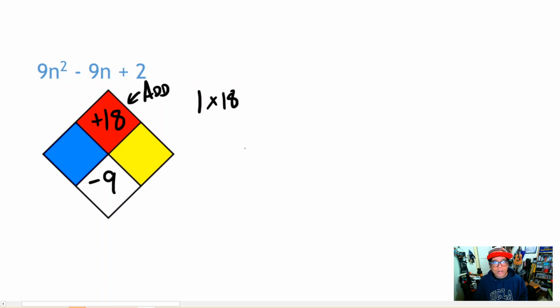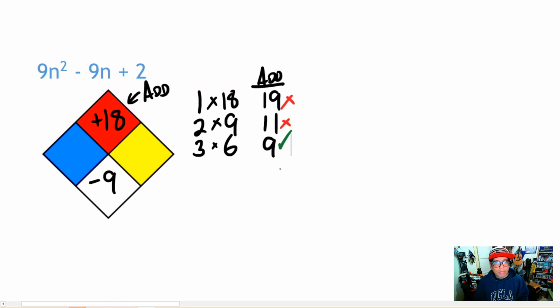The first pair of factors for 18 are 1 and 18, which add to make 19. And I'm looking for a 9. The next pair of factors for 18 are 2 and 9, which add to make 11, which is also not what I'm looking for. I'm looking for a 9. The next pair of factors for 18 are 3 and 6, which add to make 9. That is what I'm looking for. So 3 and 6 go into the blue and yellow square. They both have to be negative if I want to make a negative 9.